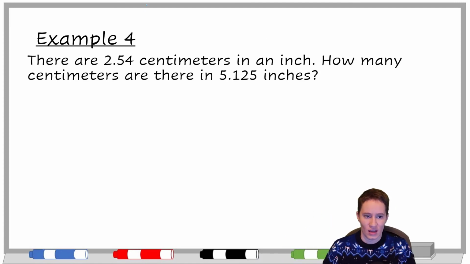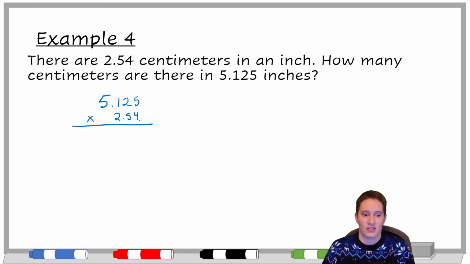So again, this is a case where we're multiplying. If I have 5.125 inches and I want to say each of those individual inches is worth 2.54 centimeters, then I'm multiplying. So there's 3 decimals and 2 decimals. Our answer should have 5 decimal places. And let's go through and do this. This might be a good time for you to pause the video, try it yourself, and then start it back up once you have an answer or once you're stuck so that you can see how it's going.